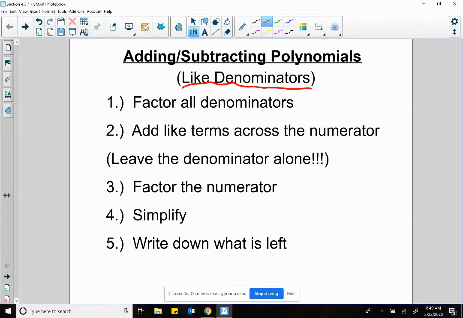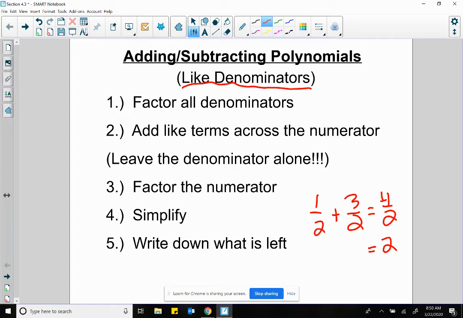it'll be smooth sailing. So with this, just like with fractions, like 1/2 plus, excuse me, 3/2, we've got that common denominator. All you do is add across the top. You put like terms together across the top, which gives you 4/2. And then from there, that's when you simplify down.